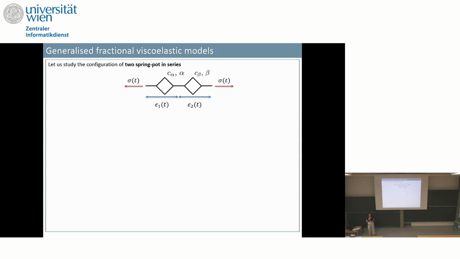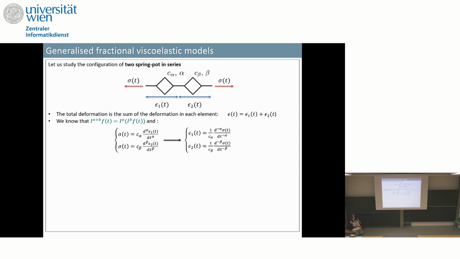How do we do it? Exactly as we did before. So let's take one as an example, the two spring pots in series. Again, this is valid, so the strain is the sum of the two strains. The stress is given by the constitutive equation of the spring pot, so we can derive the two strains by integrating these functions.